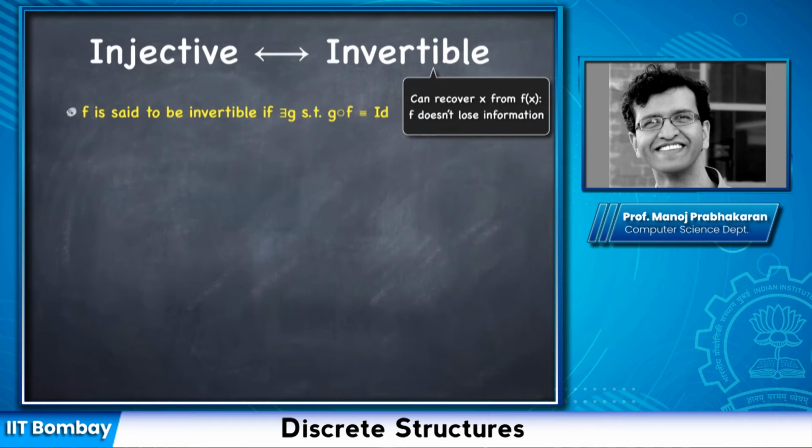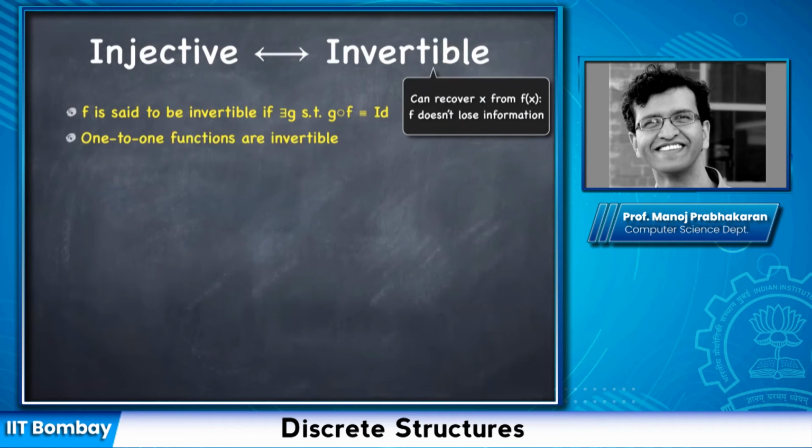Looking at f of x, you will be able to tell me what x is, because you can apply this function g to whatever I gave you, and that will give you that x. So you can recover x from f of x, or another way to say that is f is not a lossy function. It doesn't lose any information about its input. So that's what an invertible function is.